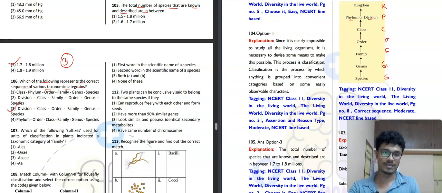Phylum and division: when we are talking about animals, phylum should be used, and when we are talking about plants, division should be used. The third option will be our correct answer for this question. Now moving towards question 107.